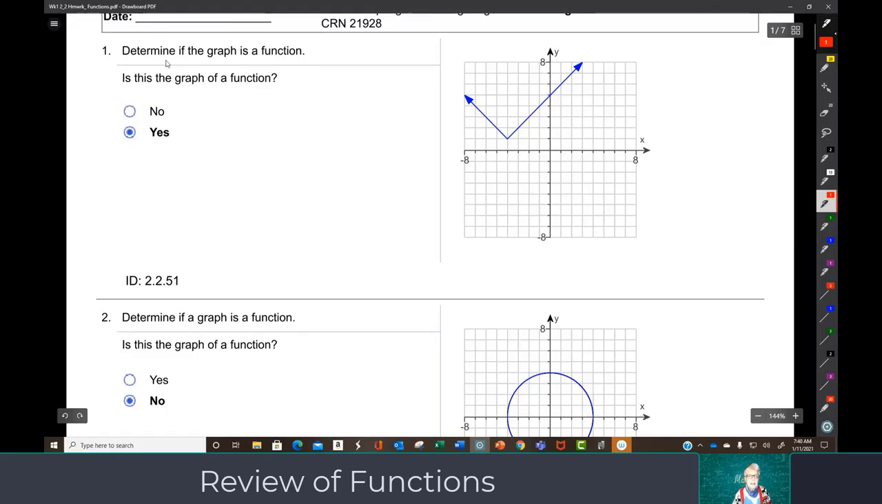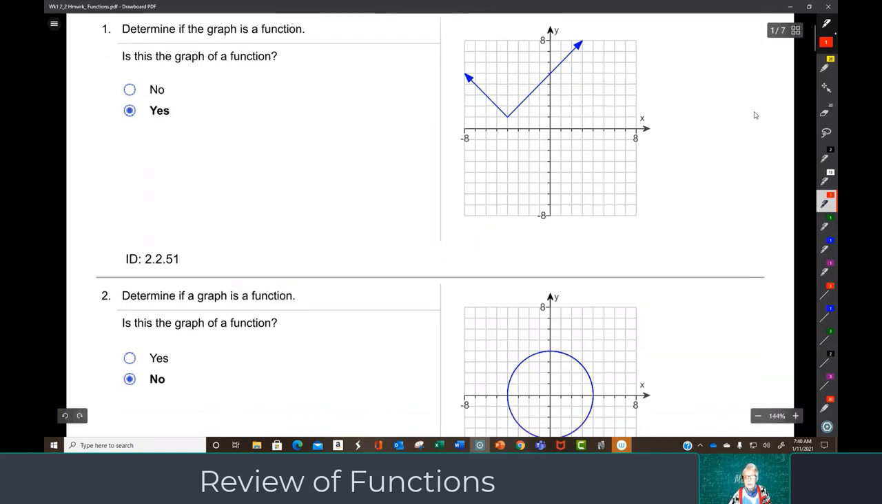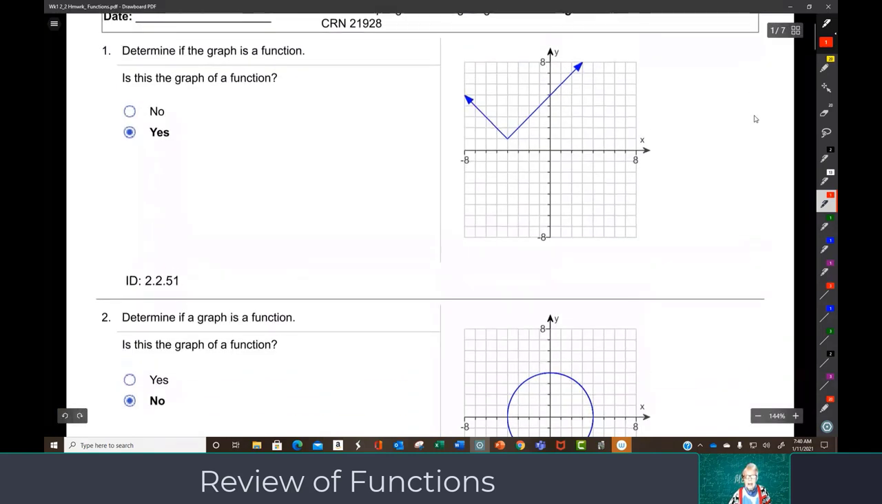The first thing we're going to do is talk about how you determine whether graphs are functions or not functions. And I hope you remember the vertical line test, but if you don't, we're going to do it right now.